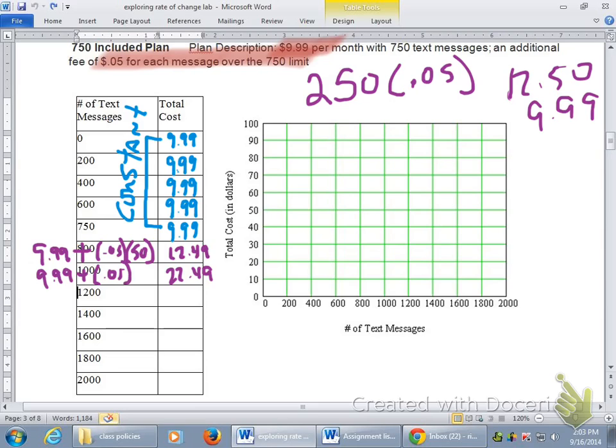And again, I did that in a backwards order, but here's the work that we showed. Here's the work that would show that our new cost is $22.49.